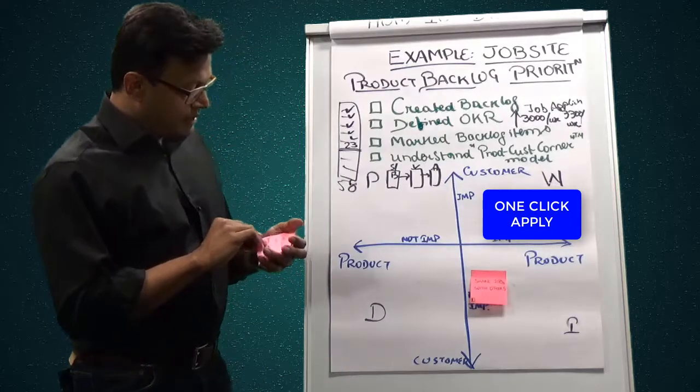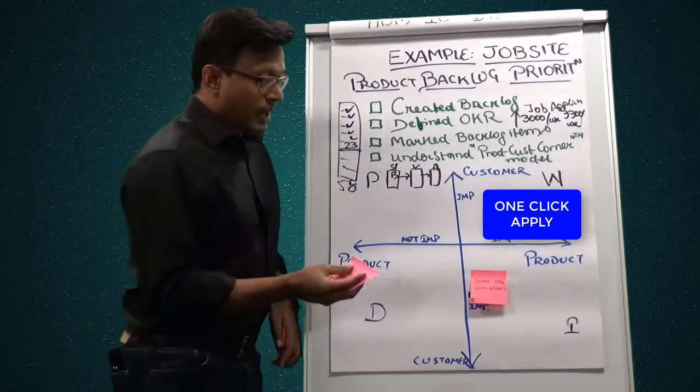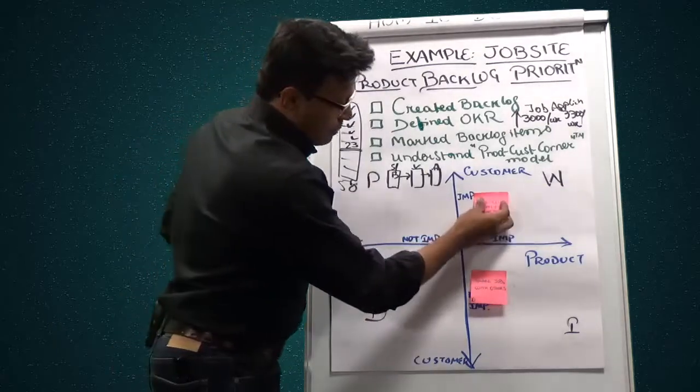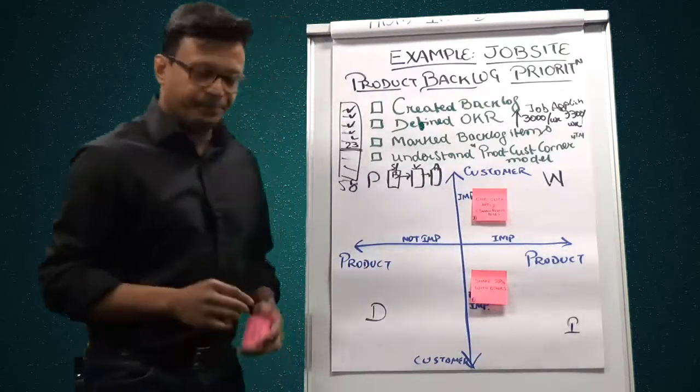So we say, let's put the one click apply. It looks like it's important for the product and it will help the customers also. So it's important for both of them. So I'll place it in this quadrant over here.